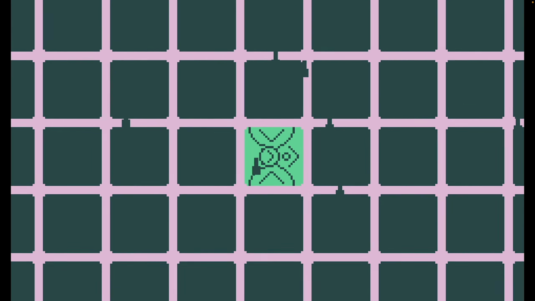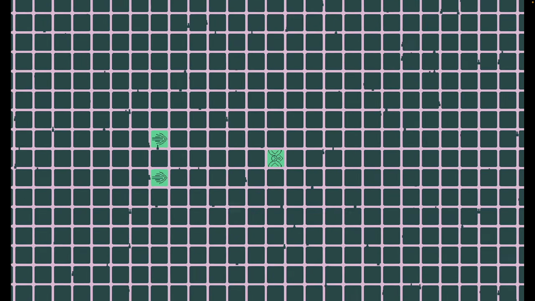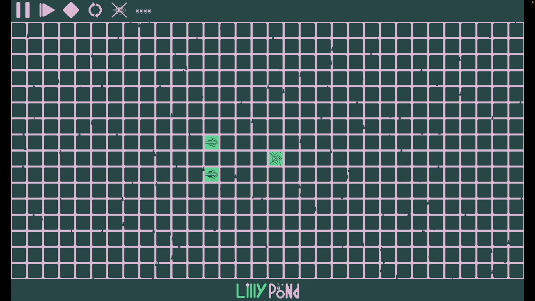This is a fuser. All that it does is look at the cells on either side of it, and if they are the same, it will make a copy of those cells in front of it. It functions sort of like an AND logic gate.